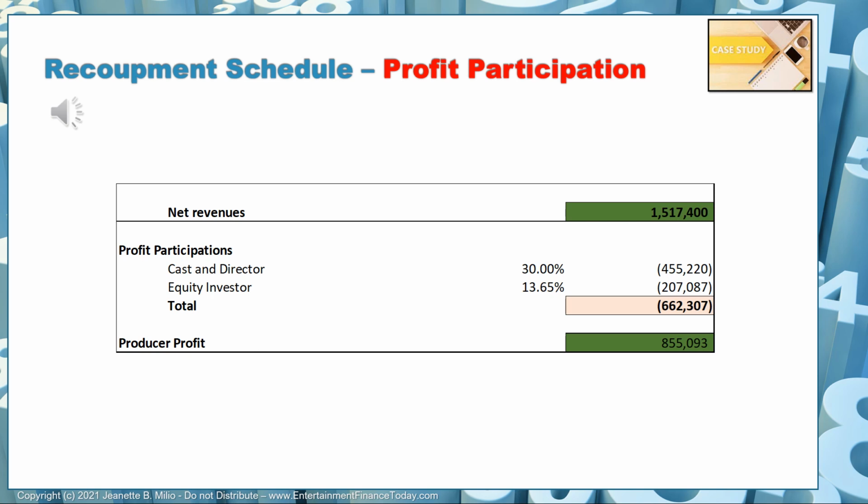So now it's time to allocate the profit participation payments, and profit participation is paid from the net revenues that we received. Net revenues are calculated by taking all the expenses and repayments we have to do and deducting them from the distribution revenues that we achieve. And so the net revenues of $1,517,500 are now subject to profit payments, and these profit payments are allocated 30% to cast and director. 30% of $1,517,400 is $455,220, and the equity investor gets 50% of the equity that he has financed with us.